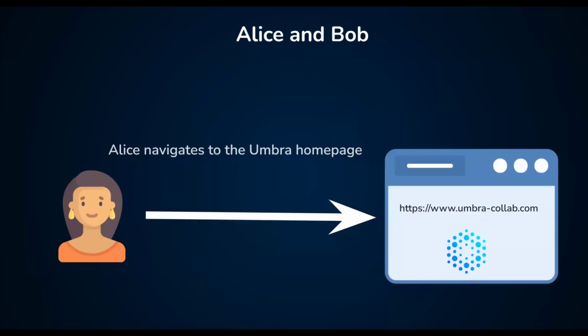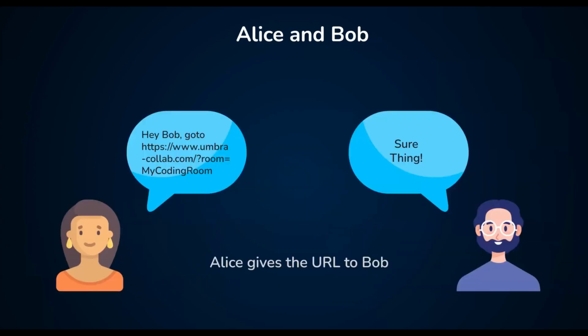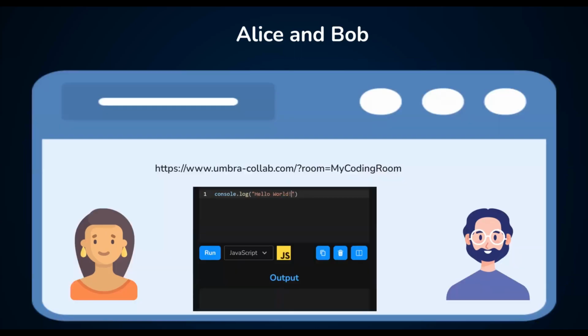To get a specific idea of how Umbra leverages WebSockets, imagine two users, Alice and Bob, who want to do some coding together. When Alice first navigates to the Umbra homepage, a new WebSocket connection is opened, and she is rerouted to a URL that represents a unique WebSocket room. When she sends this URL to Bob and he navigates to it, Bob is routed to the same room.